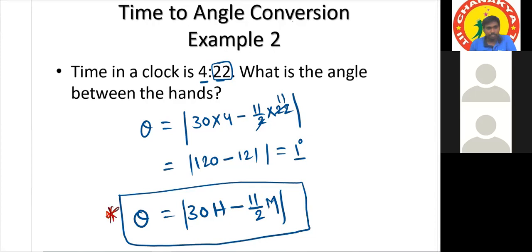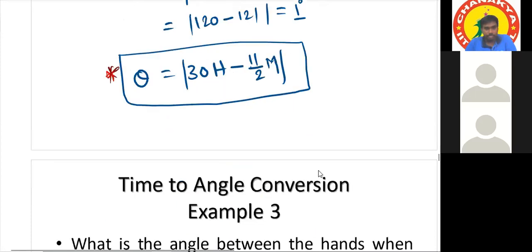Theta is directly the angle, right? Yeah, theta is the direct angle. Okay, sir.